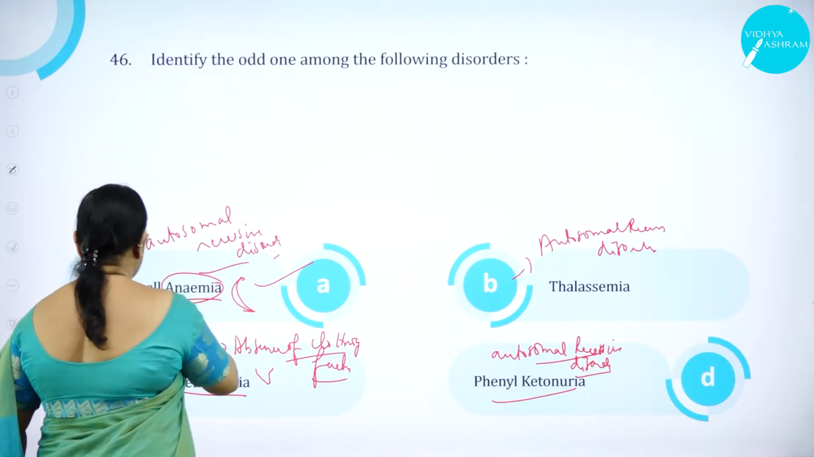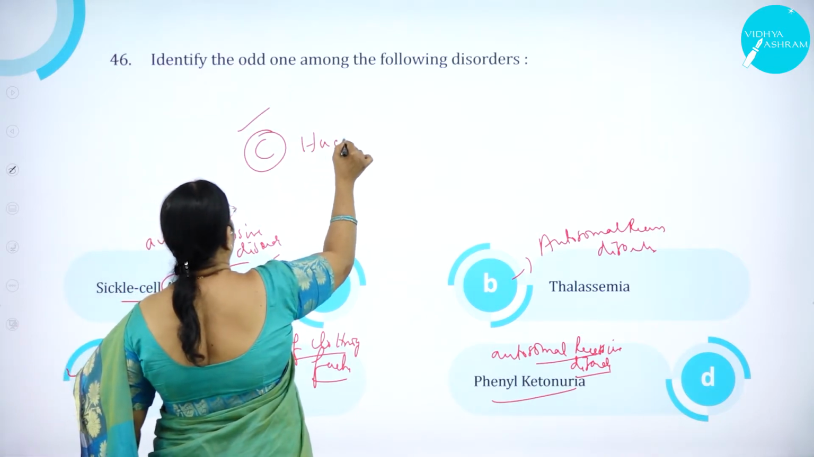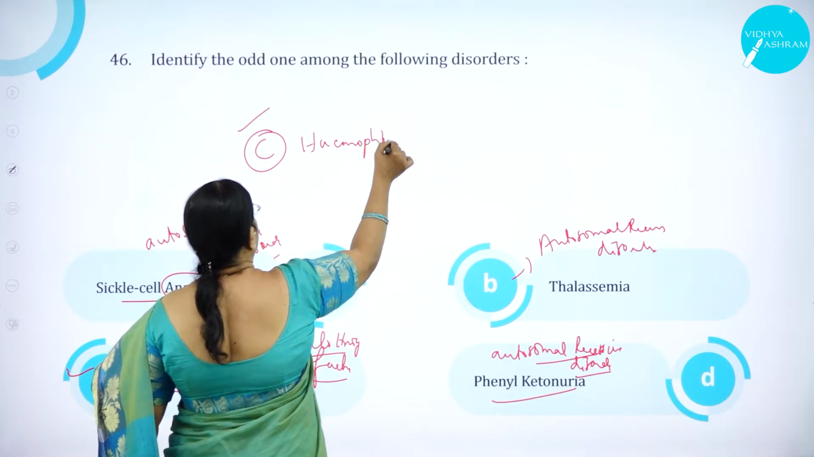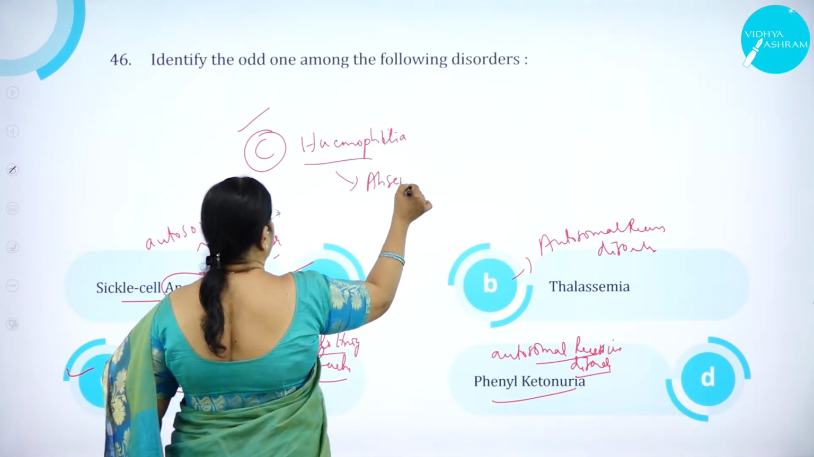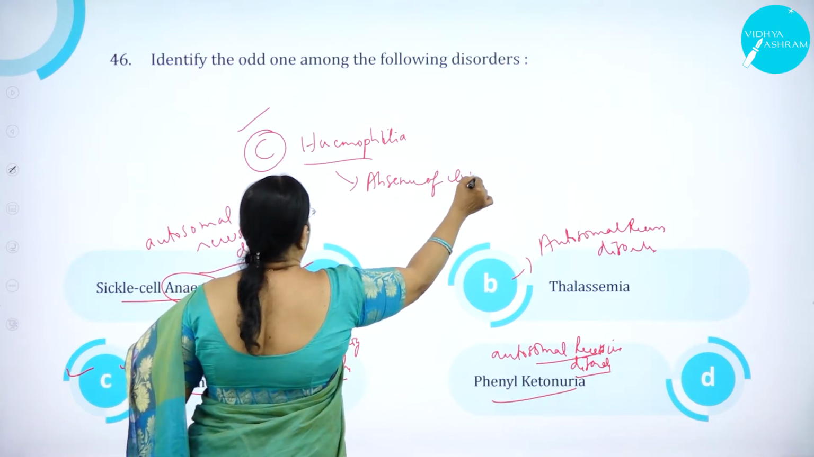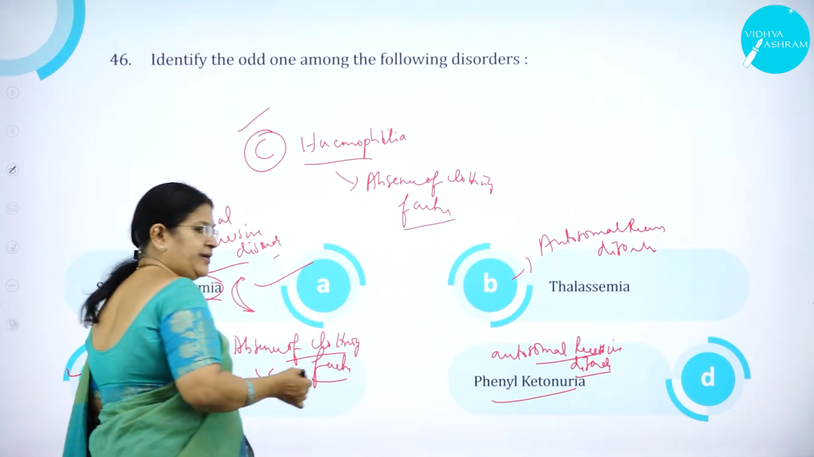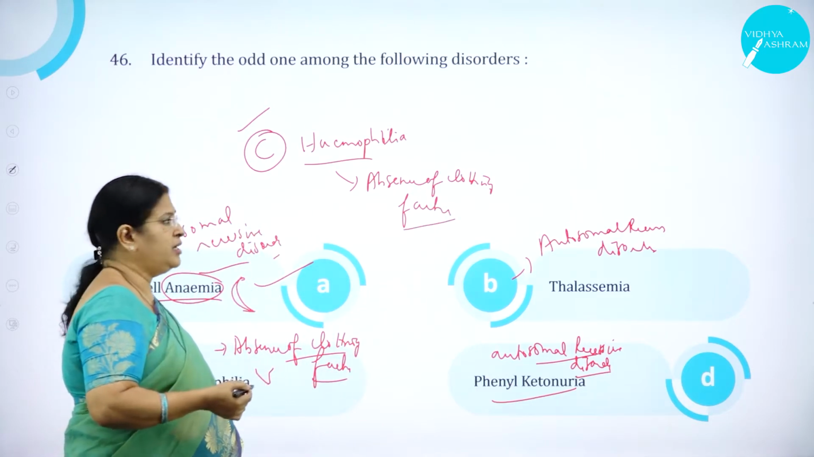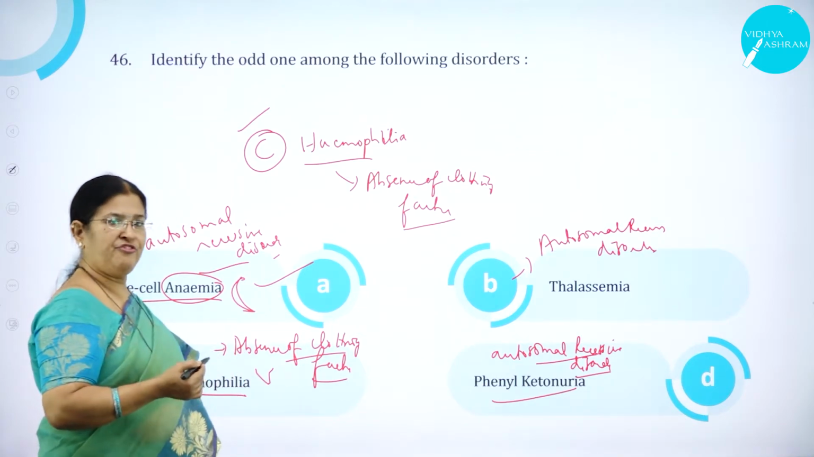Identify the odd one among the following disorders. So option C is the odd one. Option C, that is hemophilia. It is due to absence of clotting factor, where the clotting of blood is delayed and there is continuous oozing of blood due to the absence of clotting factor, and sometimes it may also prove fatal.